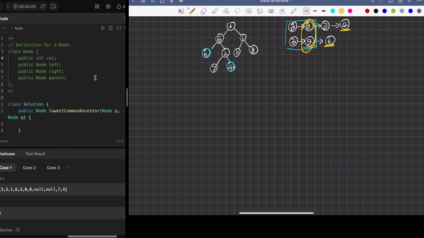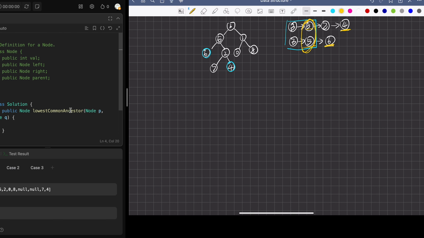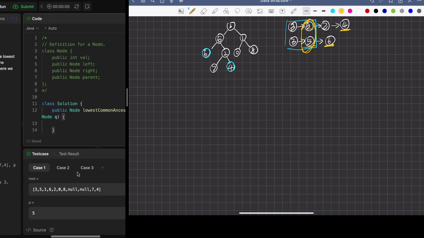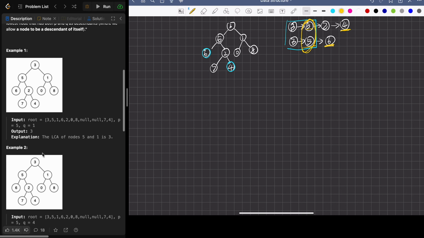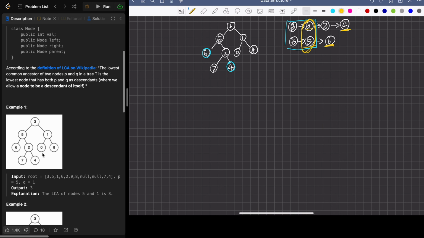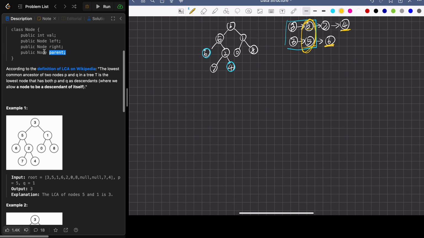Now we need to know, yes, the input only has the nodes P and Q, and other than that we have no more information. Here we only know one more thing, the parents. So now how do we solve this problem, if we only know the nodes we want, P and Q? That's the problem, how do we solve this.